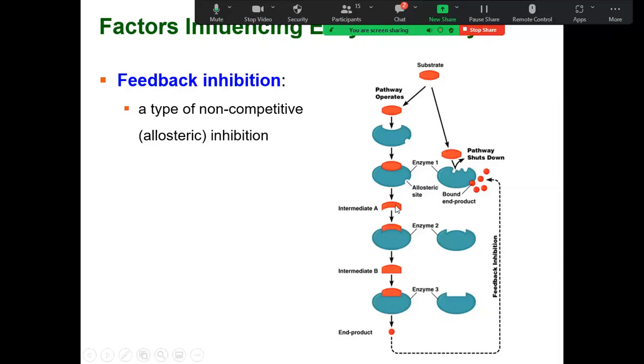That means no intermediate A will be made. If no intermediate A will be made, then no intermediate B will be made. If no intermediate B is made, then we'll make no end product, because intermediate B is turned into the end product. And that's the way feedback inhibition works.